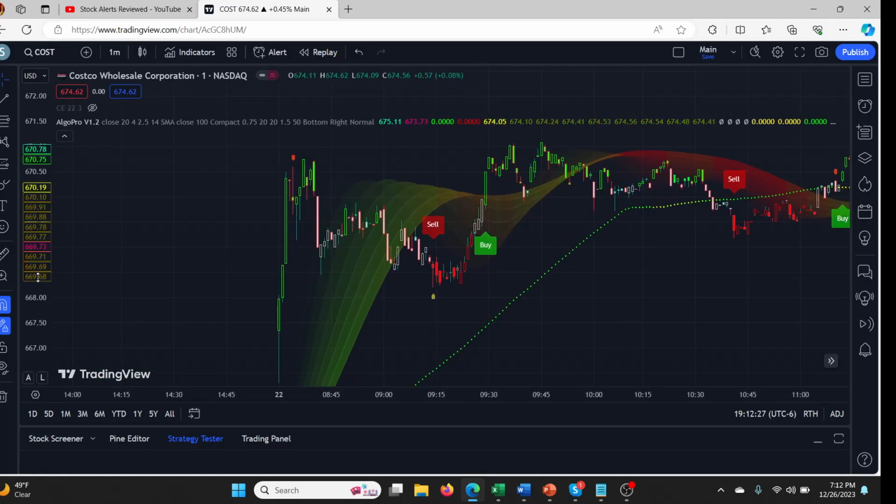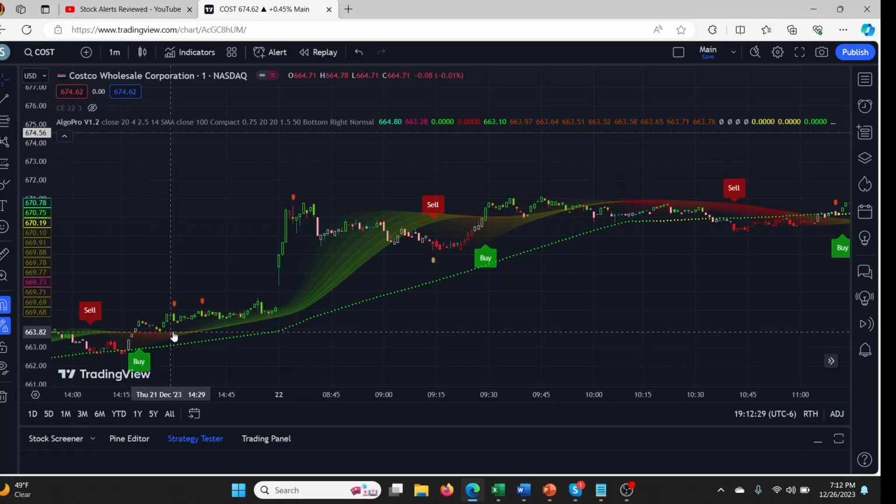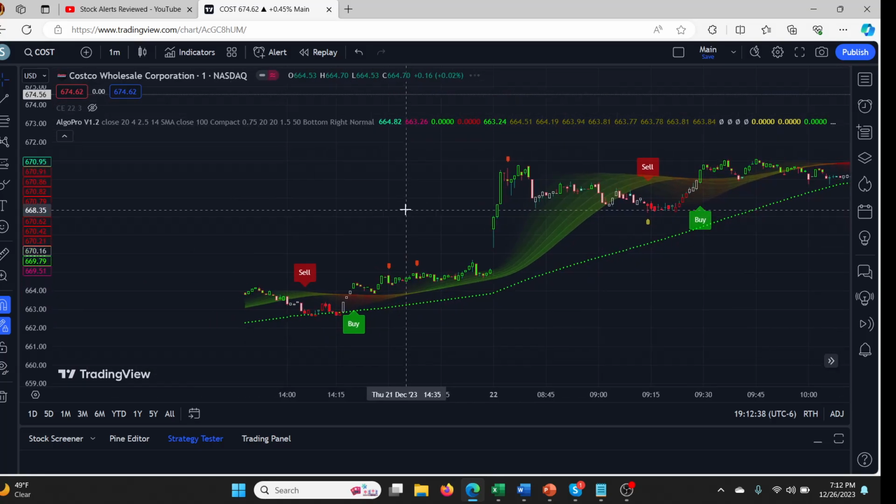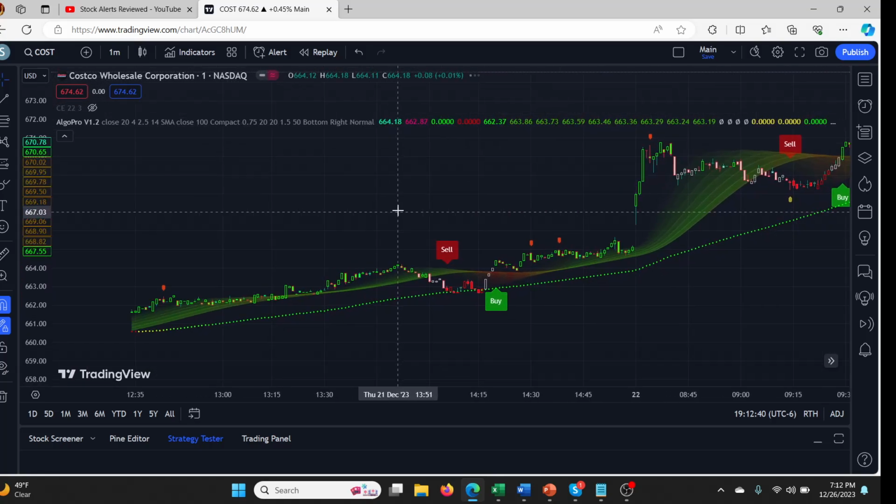Nothing's perfect. It's how you play it, right? So here we go. This one was a gap up though, so again, if you're a day trader, you'd have to take that gap up to get all these gains. So yeah, so that's cost.